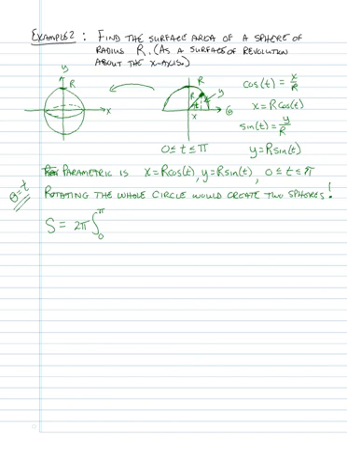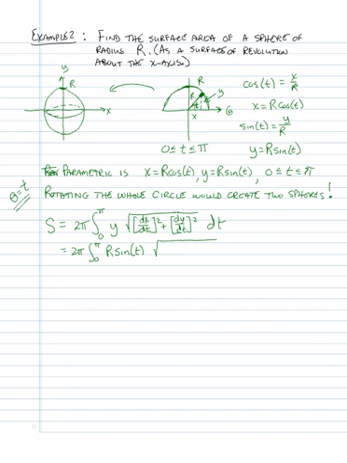And what are we integrating? Since we're rotating about the x-axis, we're integrating y times the square root of the derivative of x with respect to t squared plus the derivative of y with respect to t squared dt. So we have a 2 pi times the integral from 0 to pi, and y is capital R times sine of t.